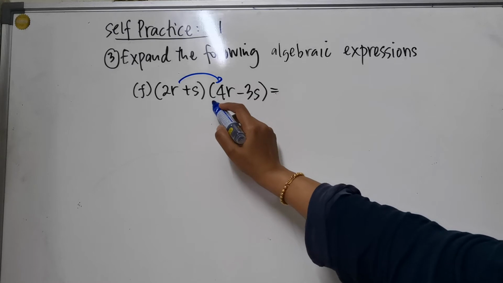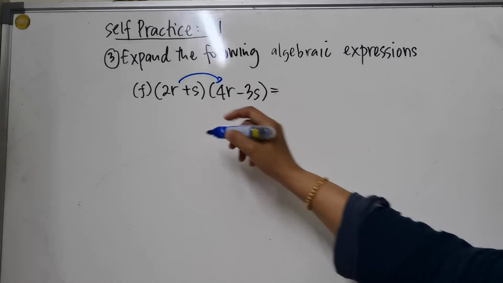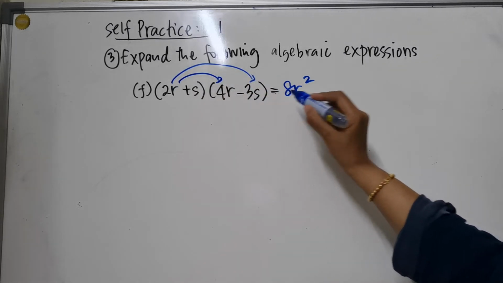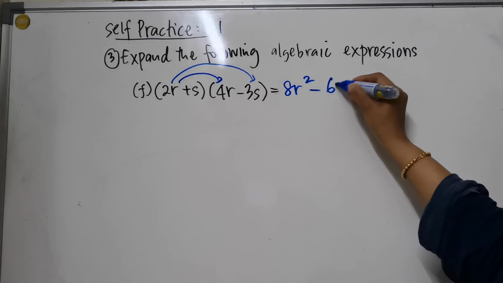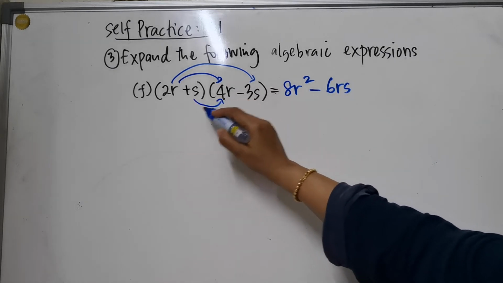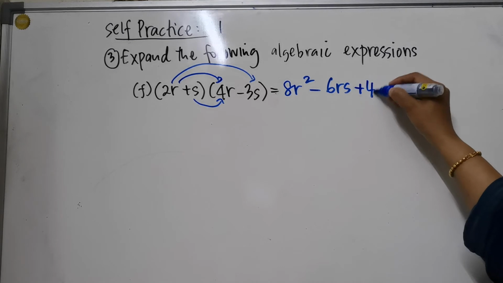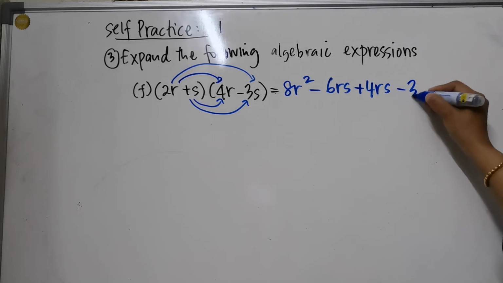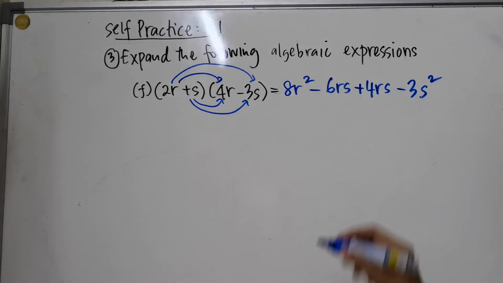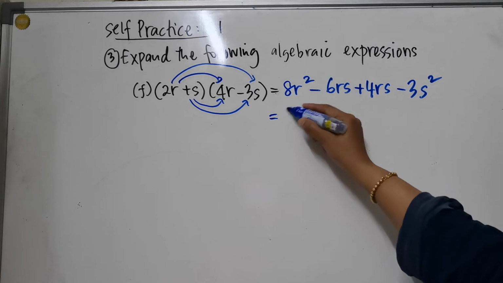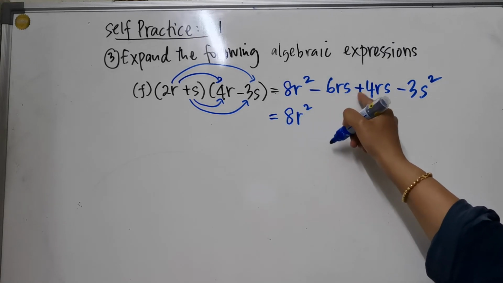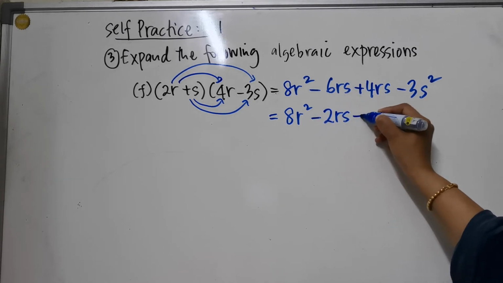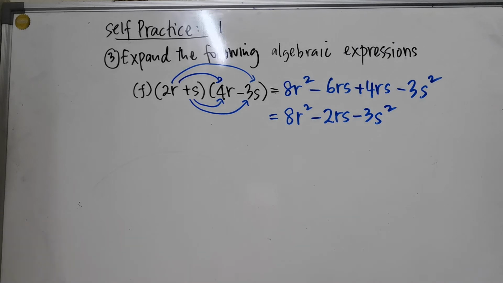Negative 2r times 4r, 2 times 4, 8r square. 2r times negative 3s, negative 6rs, plus 4rs, negative 3s square. Now those have the same term, we can add or subtract. Negative 6rs plus 4rs. Negative 6 plus 4, negative 2rs minus 3s square.